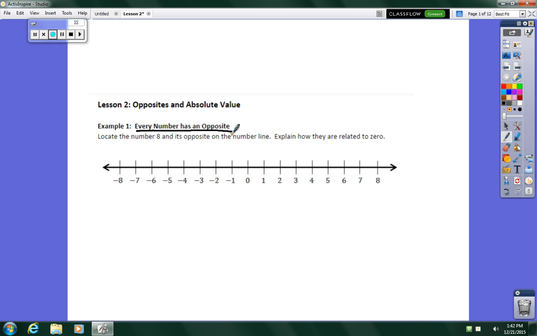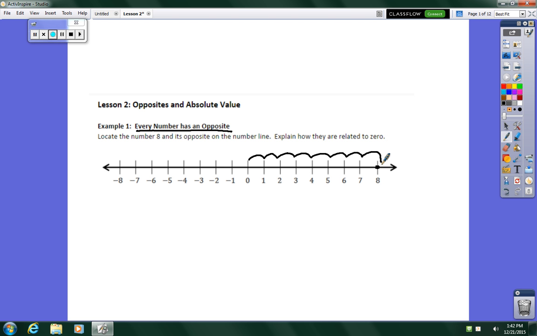We're going to locate the number 8 and its opposite on the number line, and we're going to explain how they are related to 0. So first, if you always start at 0, we're going to go to positive 8 first. That is 1, 2, 3, 4, 5, 6, 7, 8 units away from 0.